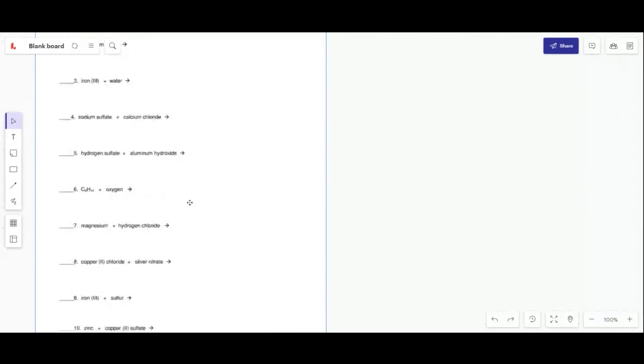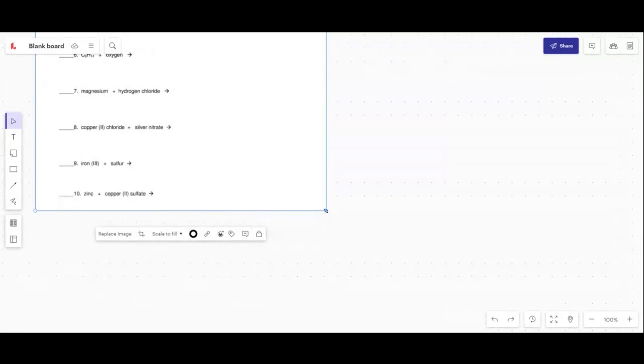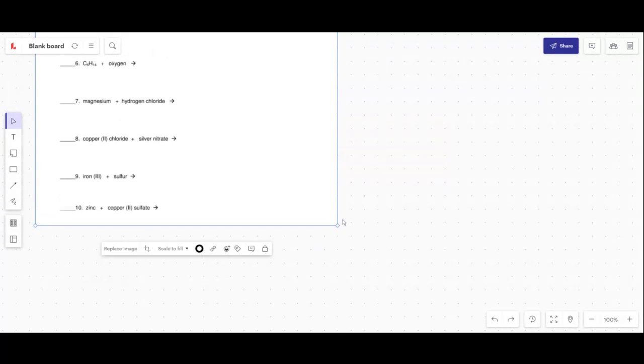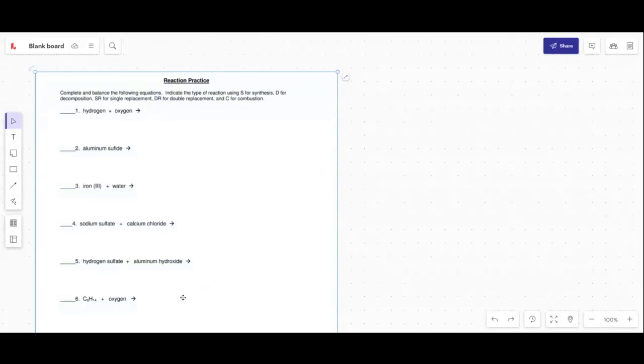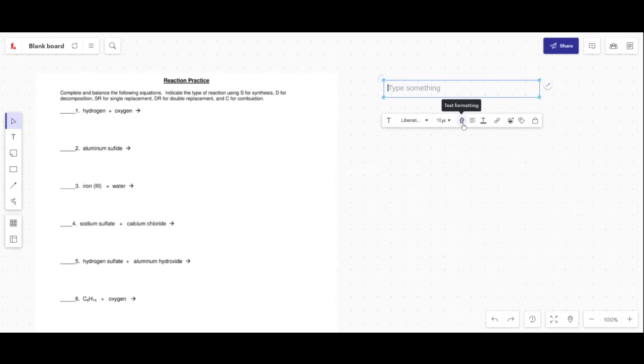Ah, here we go. I'm gonna make this super big. Okay. So I want to go through the different types of reactions you can see, and how to identify them, and then we'll do some practice with it.